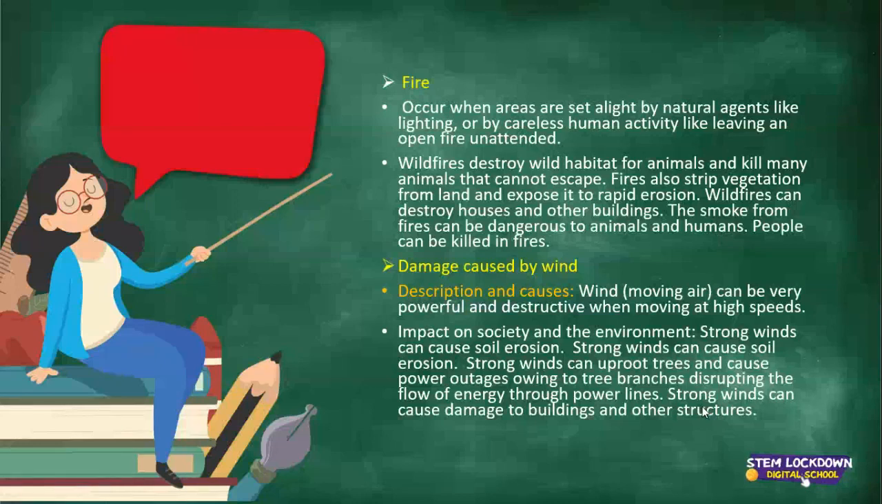So the wind, damage caused by wind. Description and cause: wind is moving air and can be very powerful and destructive when moving at high speed. So wind can also cause damage to our properties, and we also need to be careful because climate change does change the weather. So we will get seasons that are windier. If a season like August, which is autumn, is windy, then it becomes even worse under climate change.